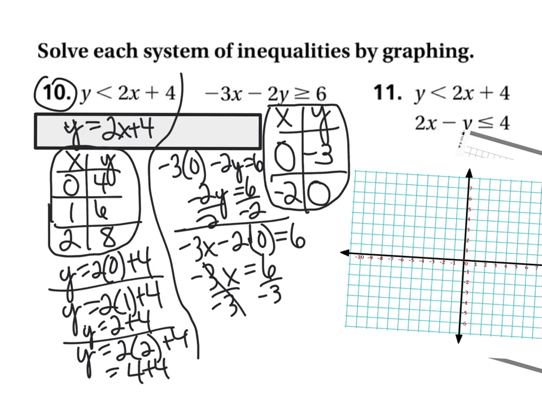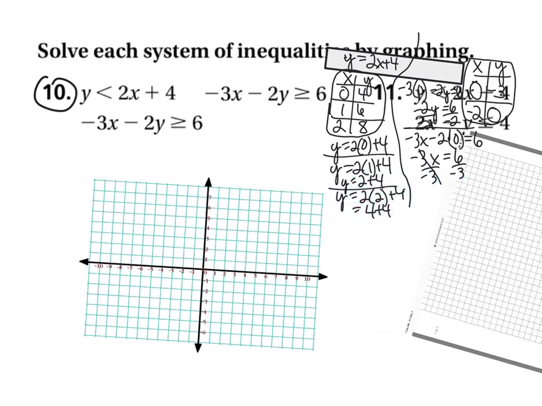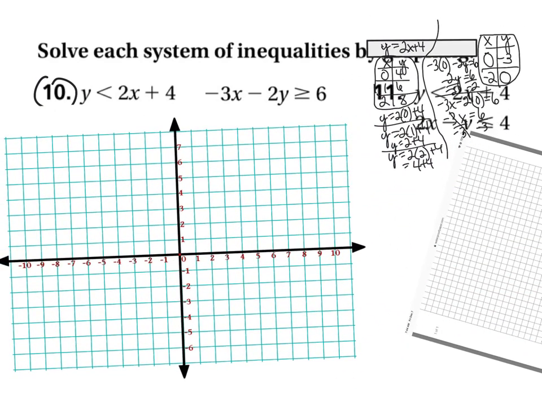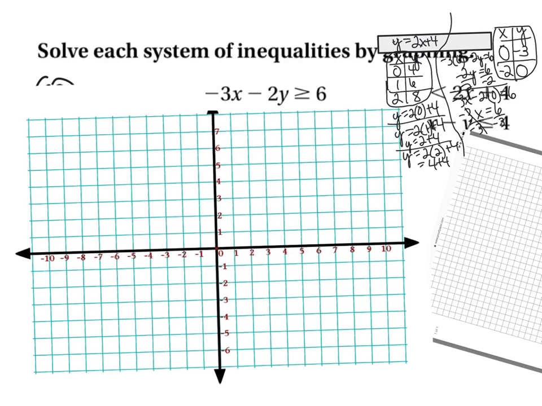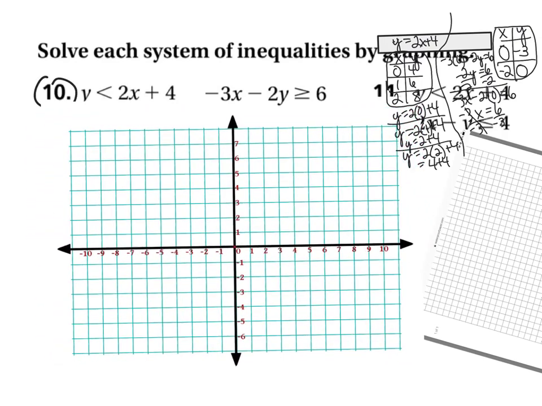If you'll notice, the smallest x value we have is negative 2, the highest x value we have is 2, the lowest y value is negative 3, and the highest y value is 8. So I'm going to go ahead and graph this on the graph here, which goes from -10 to 10 on the x and y. So if we graph our first points, we had (0, 4), (1, 6), and (2, 8).